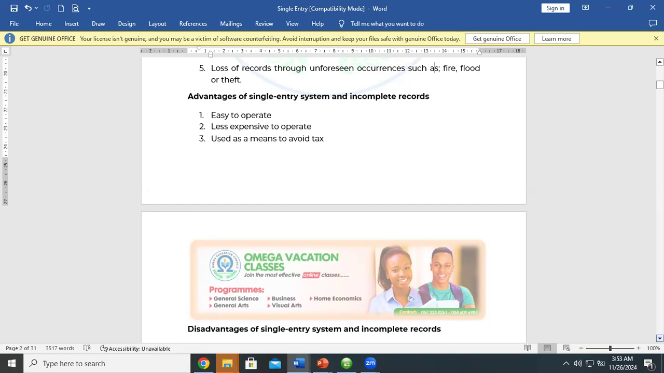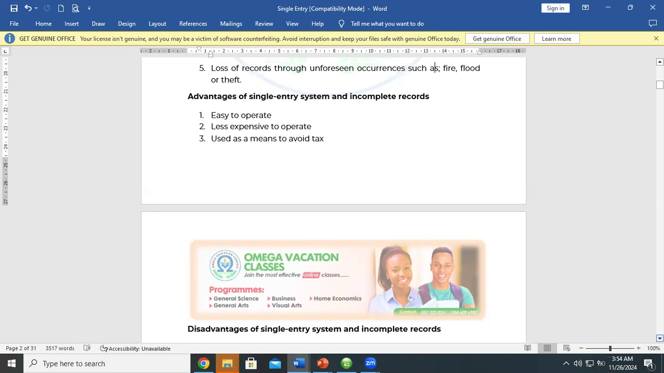So it is easy to operate, like I told you. You can agree to this fact. The double entry is a bit stressful, right? Single entry, you just put one. You just record your sales. You forget about the cash or the debtor involved, or you only record the debtor and forget about the sales. It is less expensive because you don't need the services of a qualified accountant who is going to charge you huge sums of money as salary.